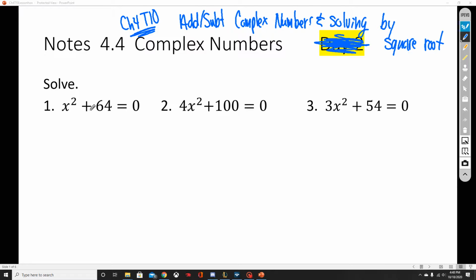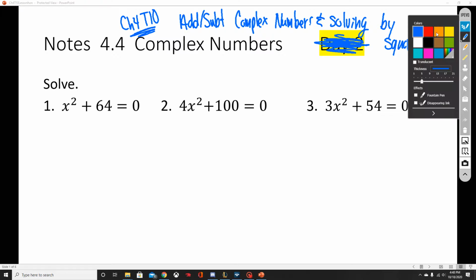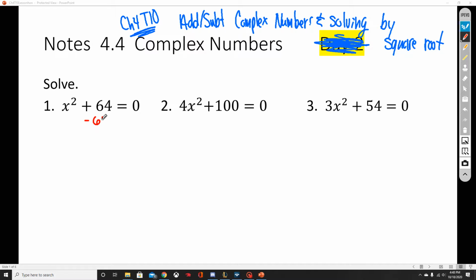Now, for number 1, if we were trying to solve this by factoring, we wouldn't be able to, because this is not a difference of two squares. We can't do x plus 8, x minus 8. That would be x squared minus 64. We need x squared plus 64. There is another way to do this, as long as we can get this x squared term by itself. So let's get that x squared by itself: minus 64, minus 64. And we have x squared is equal to negative 64.